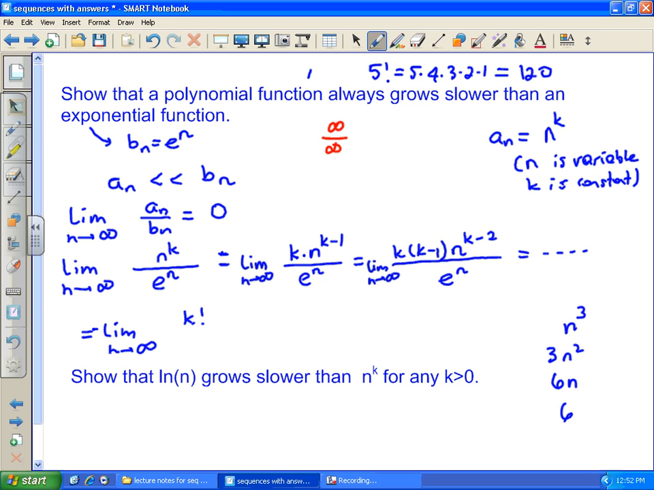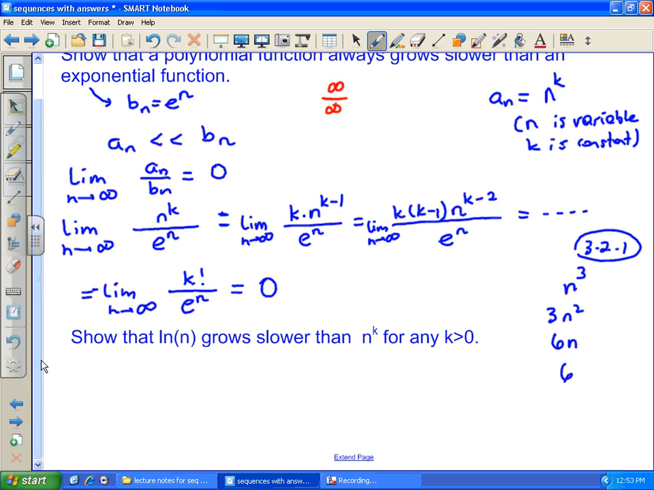So when you keep differentiating this, you keep bringing the powers down, like here you brought the 3 down first, then you brought the 2 down, and then you brought the 1 down, so you end up with 3 factorial. In general, for the k power, you're going to have k factorial. You lose your variable after k derivatives. And on the bottom, still e to the n. K is just a constant. As n goes to infinity, the bottom is growing, the top is a constant, the ratio is 0. So we've shown what we were trying to show in this proof.